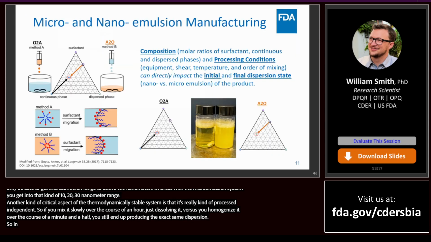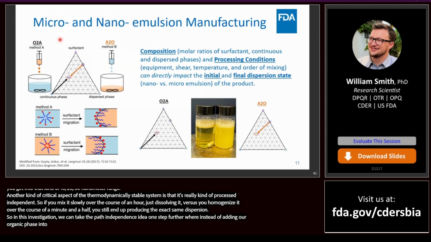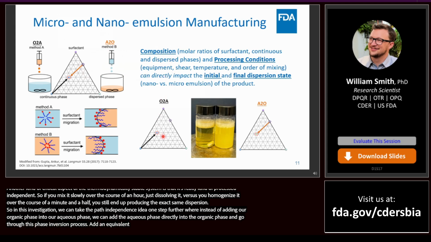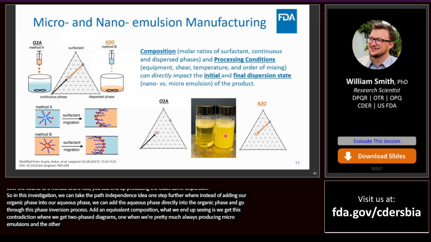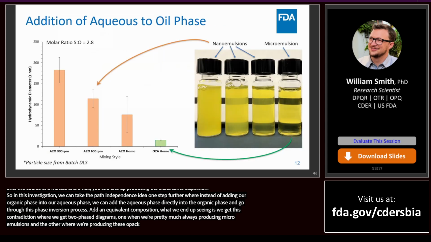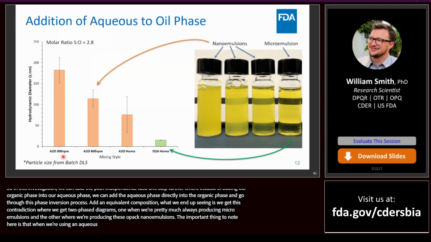So in this investigation, we can take the path independence idea one step further. Where instead of adding our organic phase into our aqueous phase, like in the previous examples, we can add the aqueous phase directly to the organic phase and go through this kind of phase inversion process. So at an equivalent composition, what we end up seeing is that we kind of get this contradiction where we get two phase diagrams, one where we're pretty much always producing microemulsions, and the other where we're producing these opaque nanoemulsions.